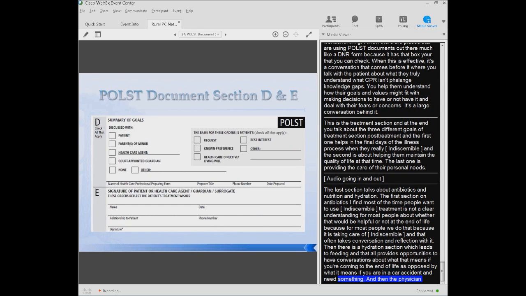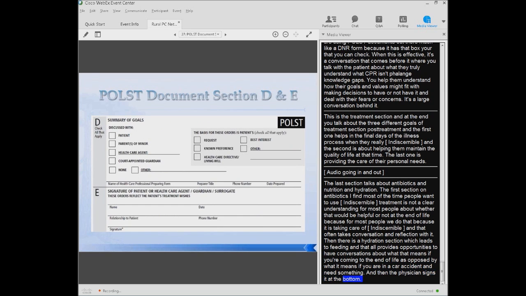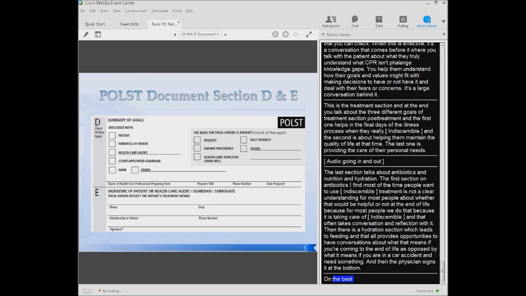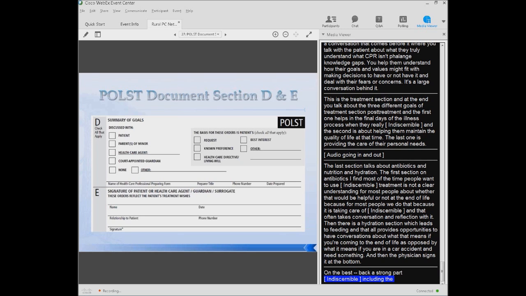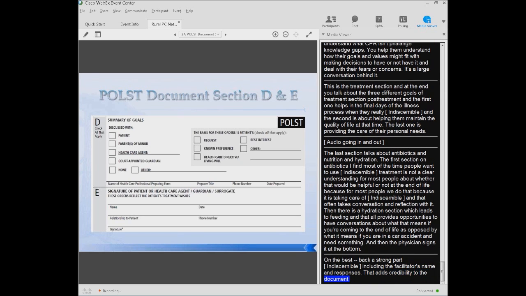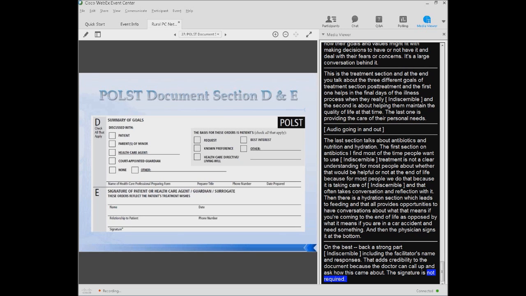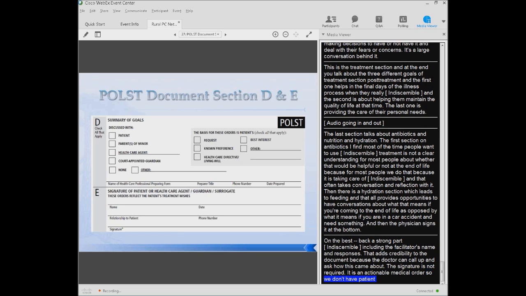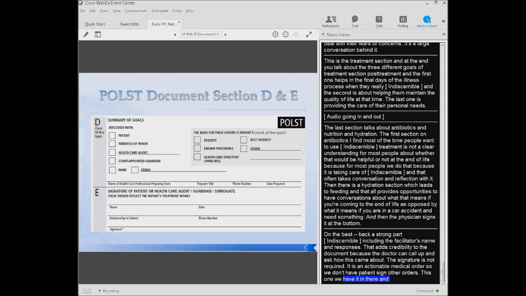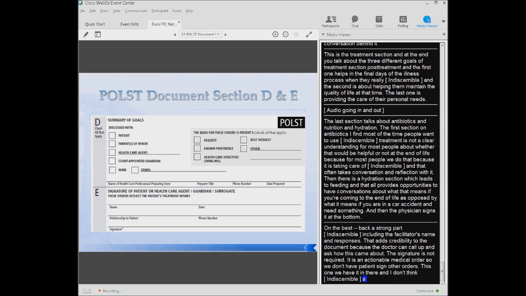On the back, I think a really strong part of this document is that it identifies who is there, including the facilitator's name and responses. I think that adds credibility to the document. If I call you for a doctor, the doctor can call me up and say, what is this about? How did this come about? What's important? And then the signature, which is not required. The doctor's signature is what's required because it is an actionable medical order. So we don't have patients sign other orders. This one, we have it in there, and I don't think there's ever a time when I haven't had them sign it to make sure that they, again, assent to what's on there.